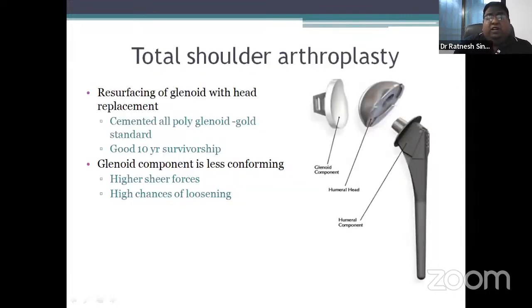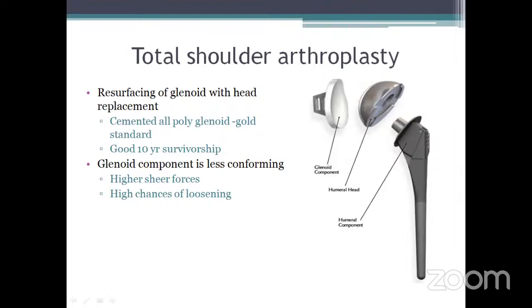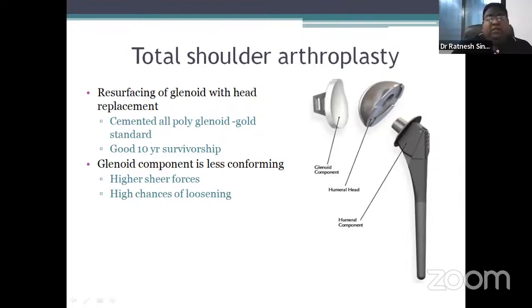Now coming to the total shoulder arthroplasty. It is technically the resurfacing of the glenoid with the head replacement. So cemented all poly is the gold standard, and it has good survivorship. So it leads to point stress or high shear forces that can lead to wear and accelerated lysis of the glenoid component.